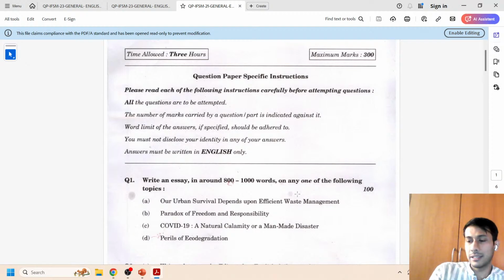See the questions that they have given. Our urban survival depends upon efficient waste management. Paradox of freedom and responsibility. COVID-19, a natural calamity or a man-made disaster. Perils of eco-degradation. What we used to call technical topics or subject-wise topics, same ones, but very simple. Not even as complicated as what is given in civil services.